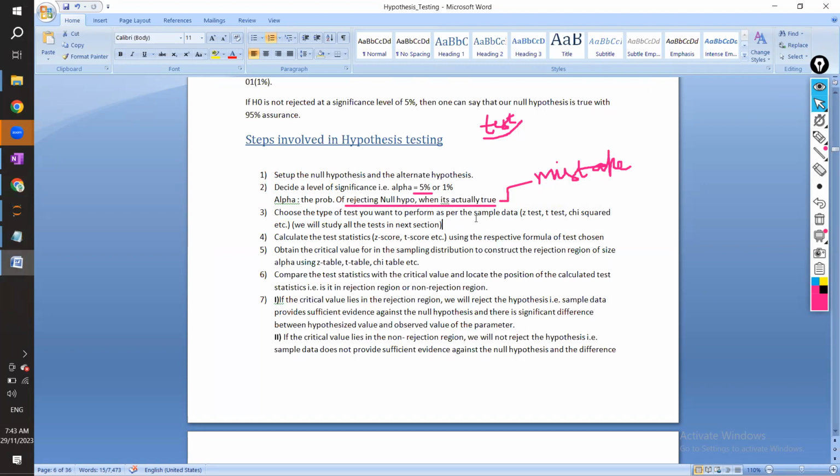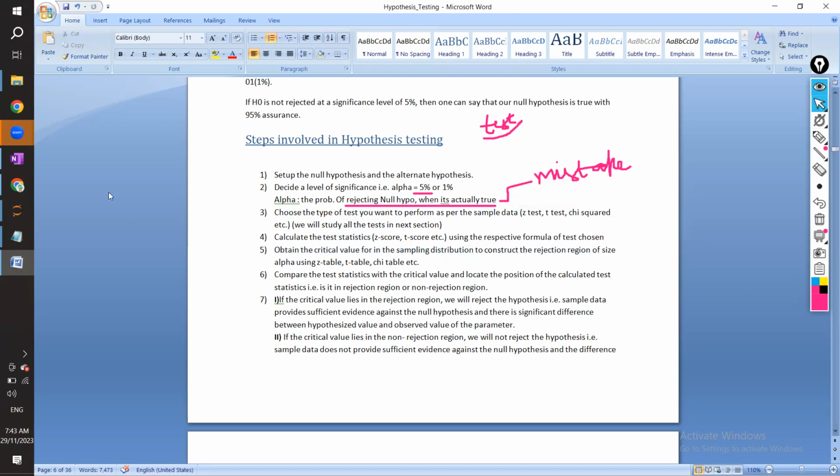The steps are, the third step is you need to do some test. From the test, you will get some output that is called the test statistic. And from the distribution you'll also get something called a critical value. And from that critical value you will construct something called a rejection region. You will construct what? Rejection region.